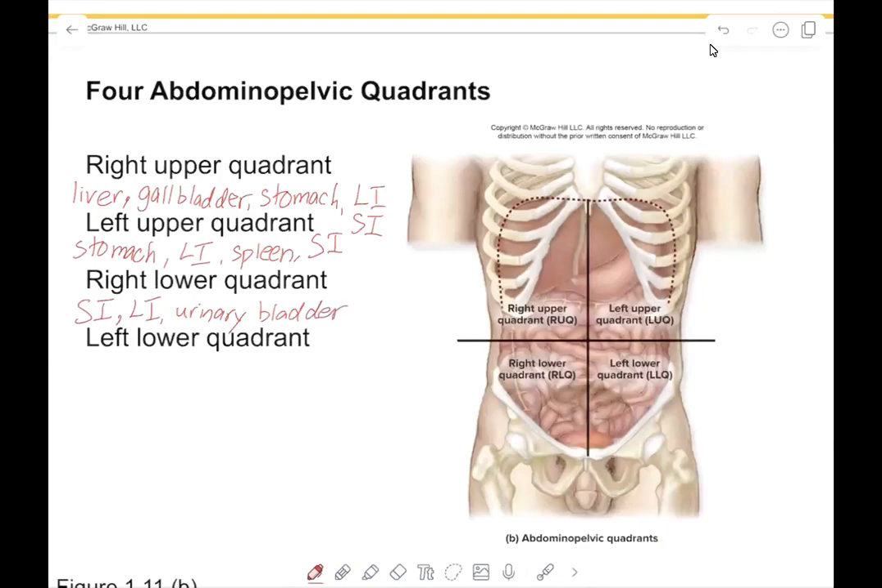And we pretty much have the same thing for the left lower quadrant as well. We see the small intestine, part of the large intestine, and then a portion of the urinary bladder as well.